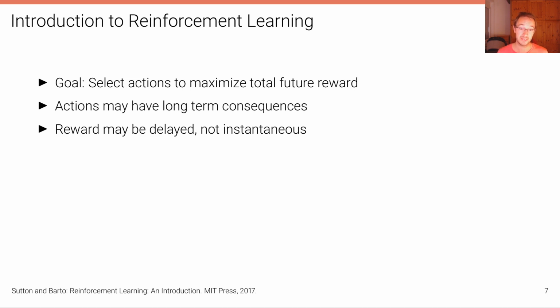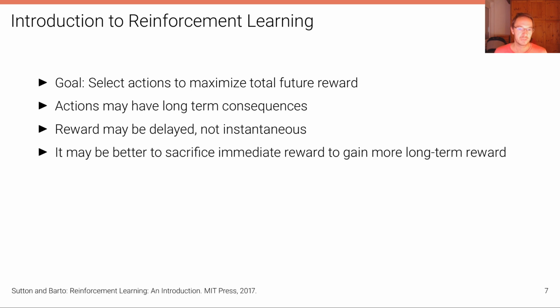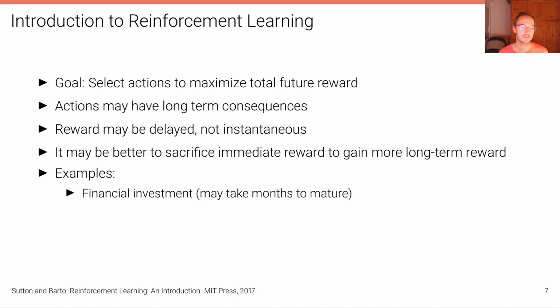Also, the reward might be delayed and not instantaneous. The environment may not immediately give you the reward despite you made a good action. It may be better to sacrifice immediate reward to gain more long-term reward for the agent. And there are some examples that illustrate how difficult that problem is. The agent needs to decide in the short term for the next action, and it may need to decide for a suboptimal action in order to get a really high reward in the long run.